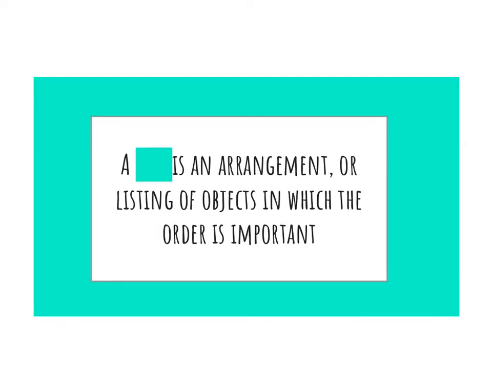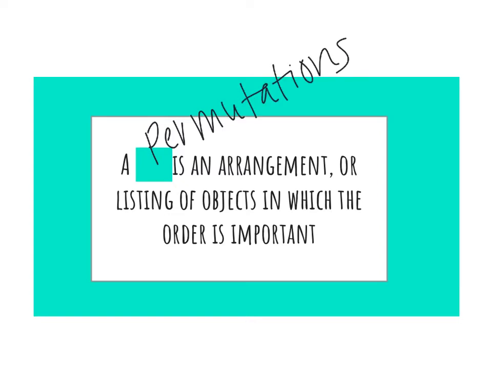So a blank is an arrangement or listing of objects in which the order is important. Well, what word do you think we're going to fill in there? It is permutations. So go ahead and type in permutations into that section. So a permutation is an arrangement or listing of objects in which the order is important. It does matter what is chosen and in what order it is chosen.